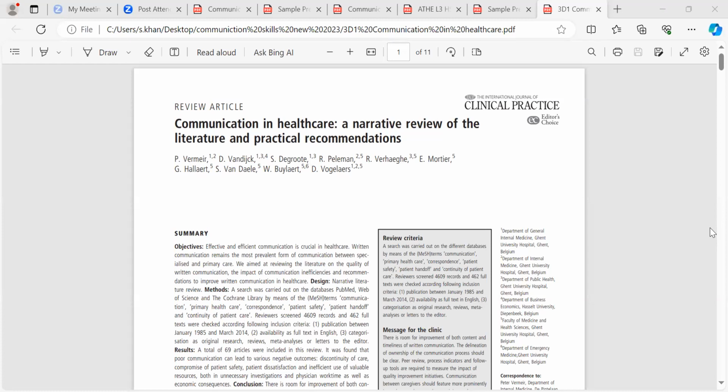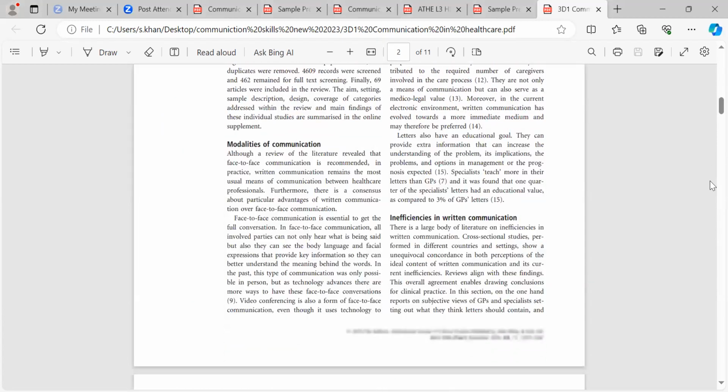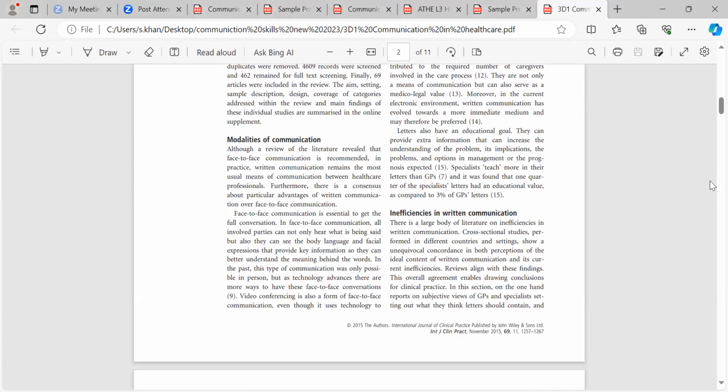It's an article, and all these resources are on Moodle for you. It's an article from Clinical Practice about communication in health and social care, a narrative review of the literature and practical recommendations. You could read it and identify why communication is so important within health and social care, and what the inefficiencies are in written communication. It looks at both the background and the barriers to communication.